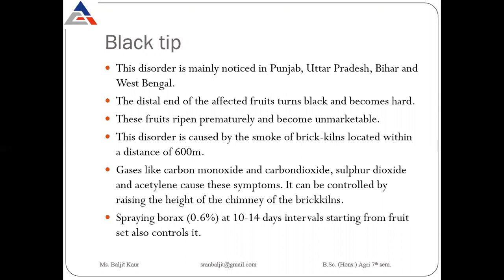This can be controlled by raising the height of the chimneys of the brick kilns. So if there are brick kilns near the orchards, we can reduce their effect by raising the height of their chimneys. And we can also spray borax at the rate of 0.6% at 10 to 14 days interval starting from the fruit set. It will control the black tip.